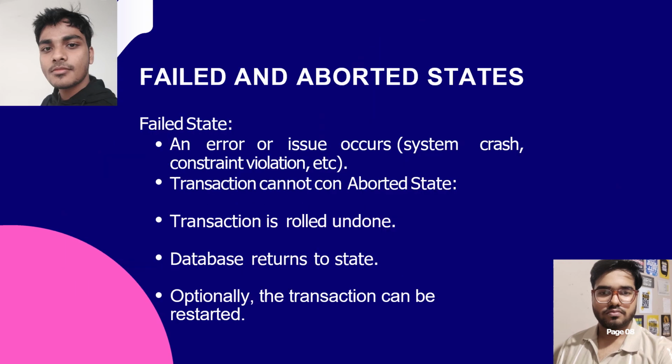When an error occurs, the transaction enters the failed state. At this point, it cannot continue further. The system then performs a rollback, undoing all changes made during the transaction. This brings the database back to its previous consistent state, also known as the aborted state.